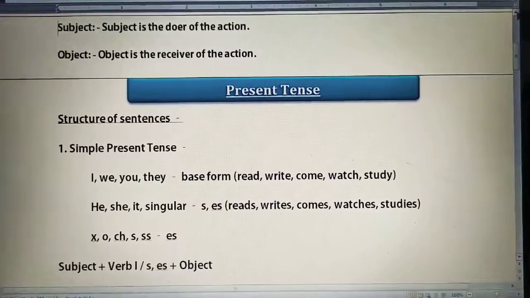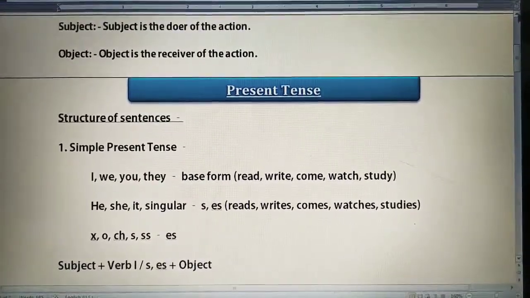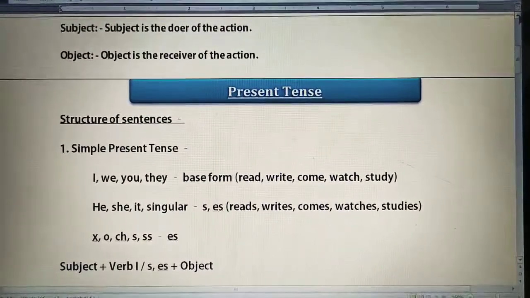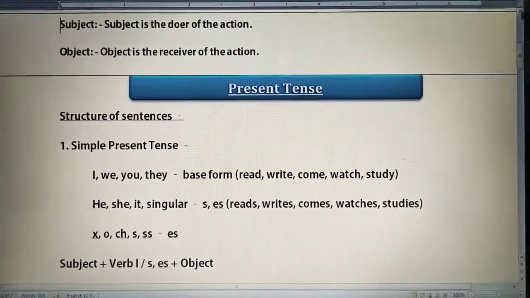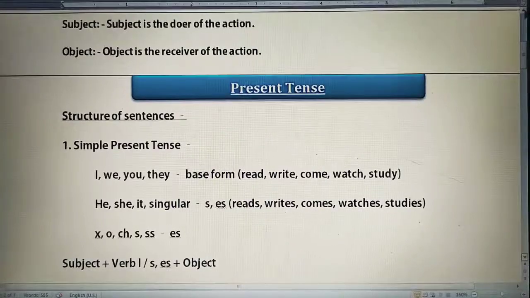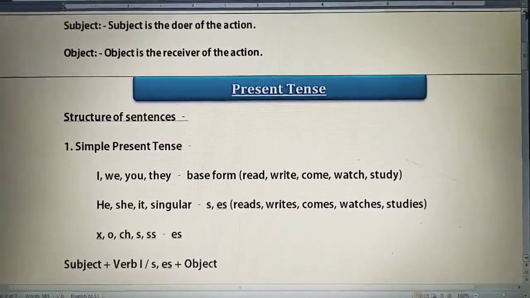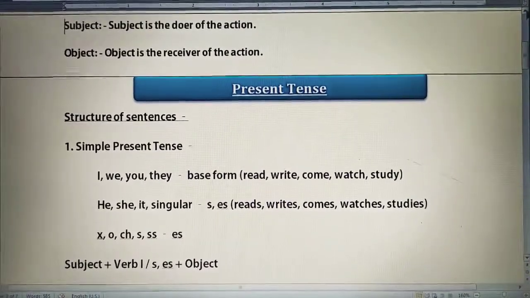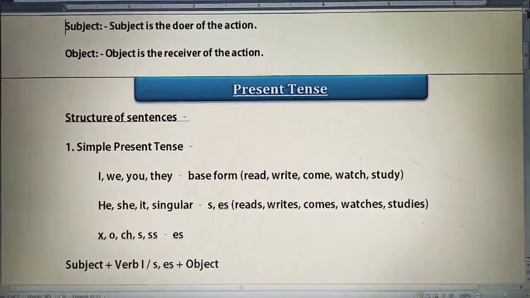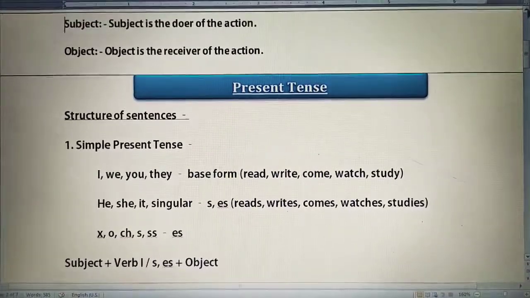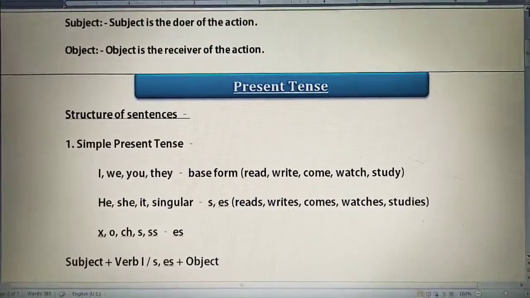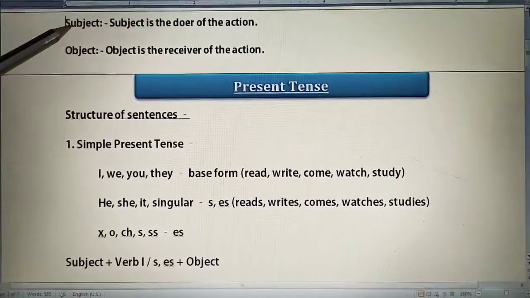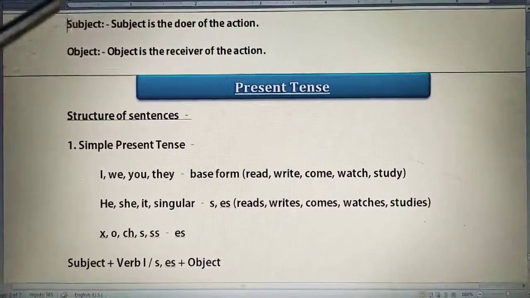Good morning, students. Up to now, you have learned the names and basic structure of all the tenses. Let us go into each tense in detail, and in today's session, I will discuss the structure of simple present tense, which is the first tense. Let's see the structure. Before moving on to the structure, I will explain to you about subject and object.